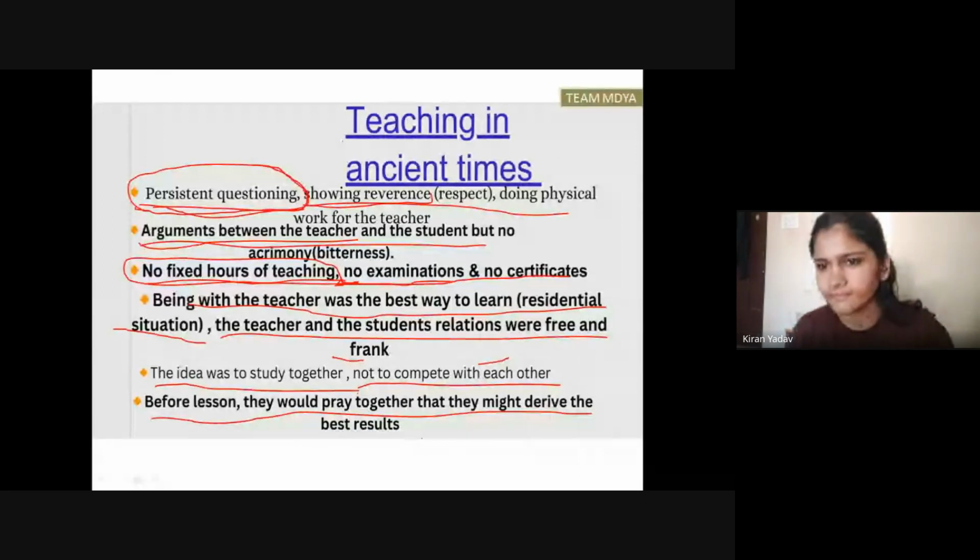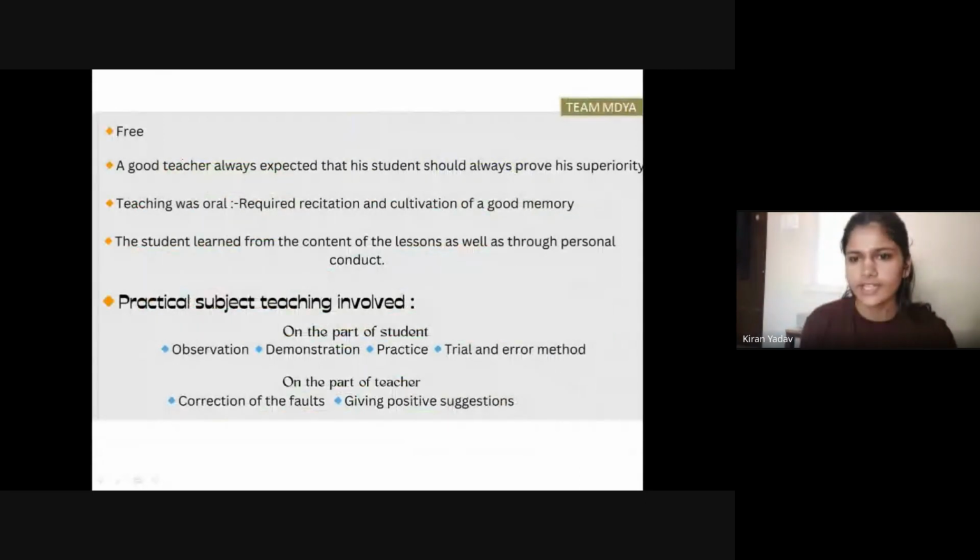Okay. Education in ancient time was free. A good teacher always expected that his student should prove his superiority. Although the teacher knew more than the students, he always wanted his students to show their superiority, because he wanted his disciples to learn.